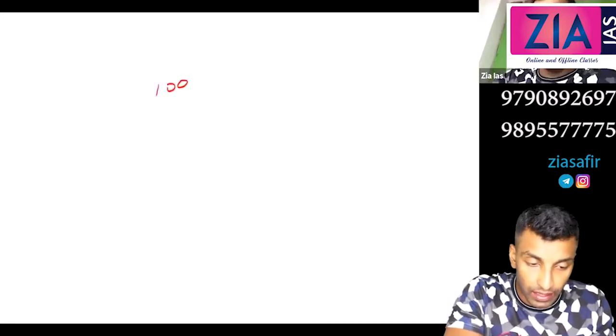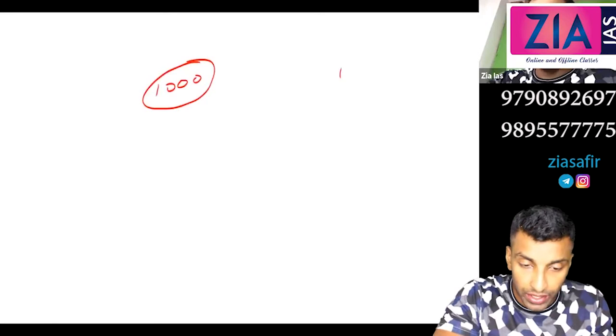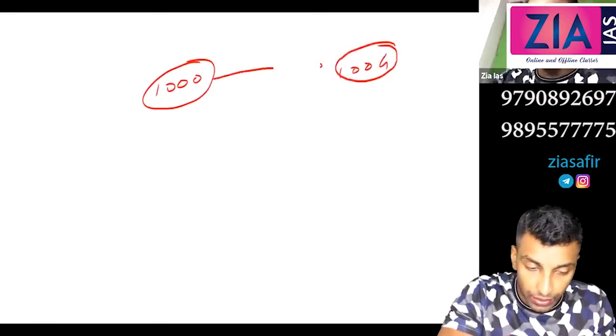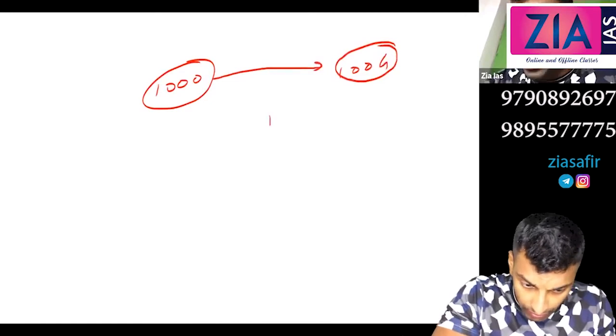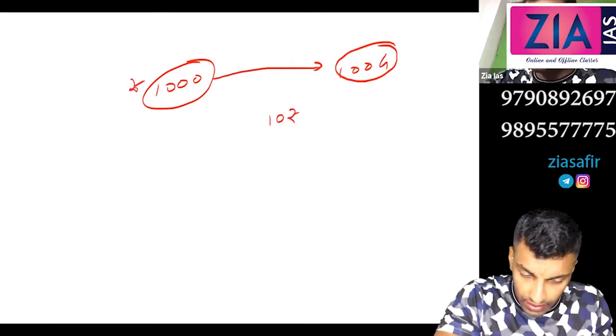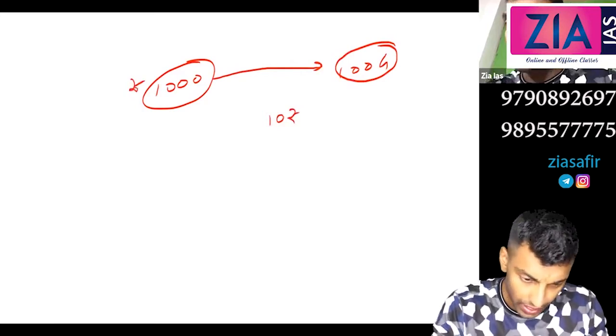I have given you an example already. If you remember, let's say 1000 rupee is there in the market, and let's say 100 goods are there. So if this 1000 rupee is chasing 100 goods, the cost of one item will be 10 rupee. Correct, no? So 1000 rupees there in the market, 100 goods are there, so 10 rupee.